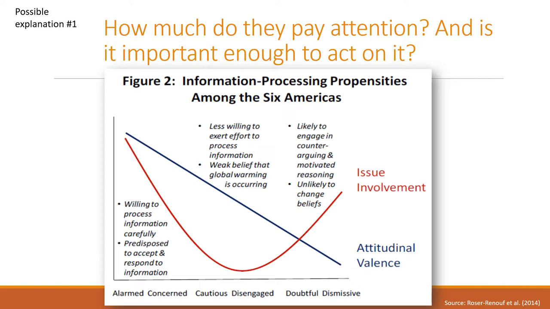So one possible explanation for why Americans don't care is that some care and then four or five other groups are on a whole different end of the spectrum. It's just not that simple to think that it's just about caring. It's a much more complex issue.